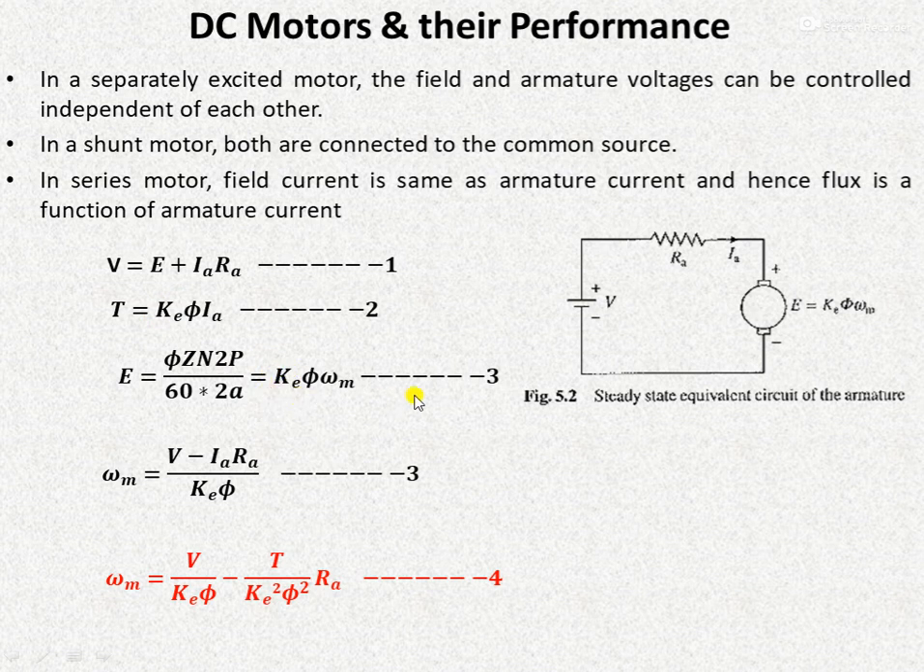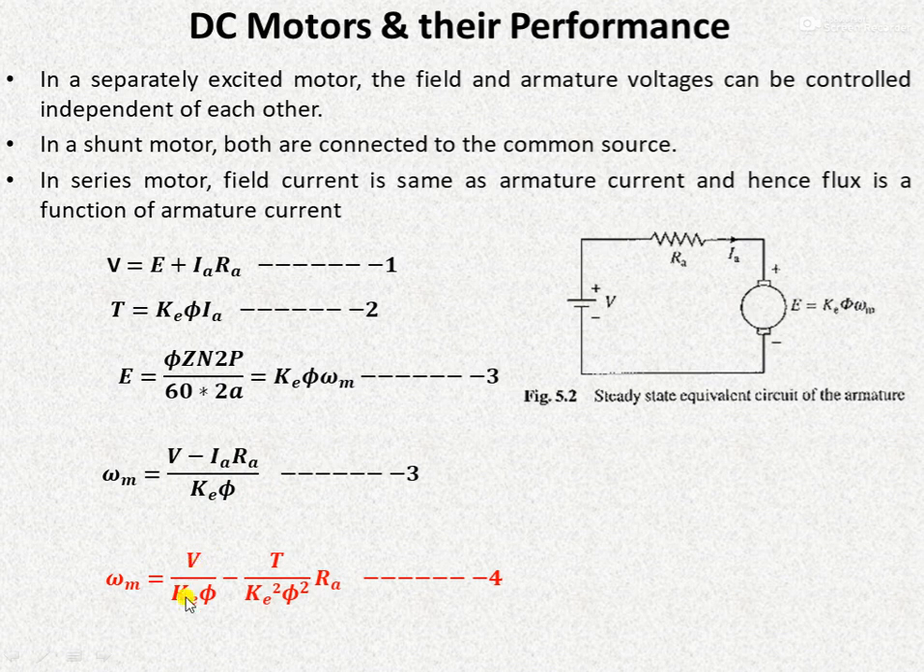After this we will make the substitution of 3 in 1. Thereafter we will write the relation for omega m. After making the substitution of 3 in 1, we will be getting the relation 1 as V is equal to Ke phi omega m plus Ia Ra, from which we will deduce the relation for omega m, which we can get as omega m is equal to V minus Ia Ra divided by Ke phi.